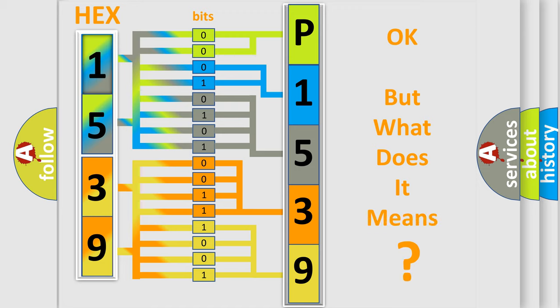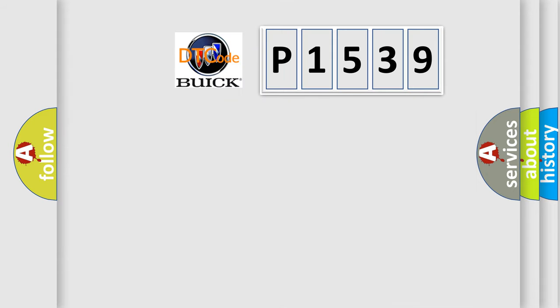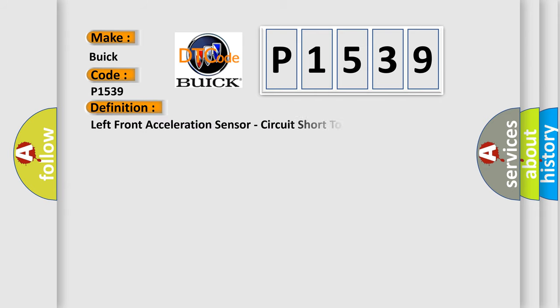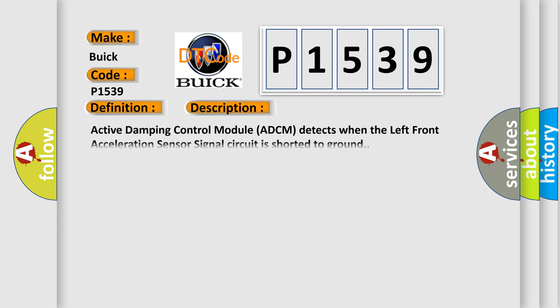The number itself does not make sense to us if we cannot assign information about what it actually expresses. So, what does the diagnostic trouble code P1539 interpret specifically for Buick car manufacturers? The basic definition is: left front acceleration sensor, circuit short to ground. And now this is a short description of this DTC code. Active damping control module ADCM detects when the left front acceleration sensor signal circuit is shorted to ground.